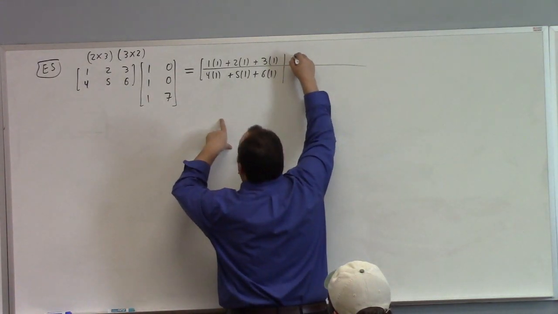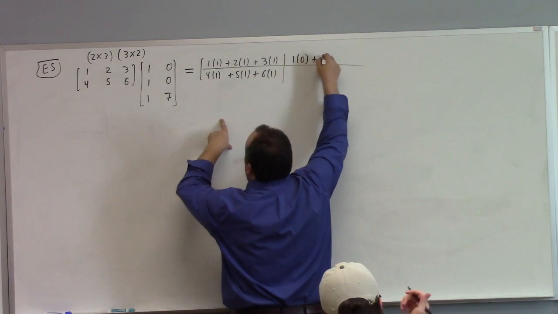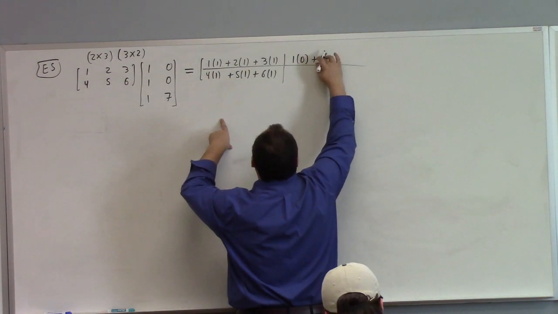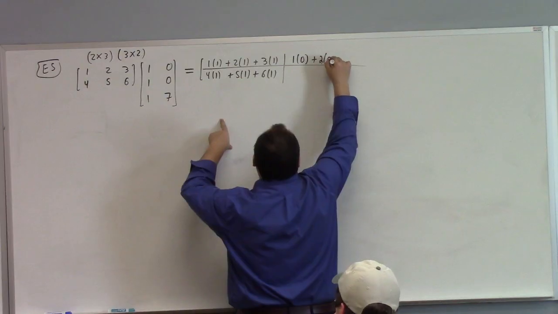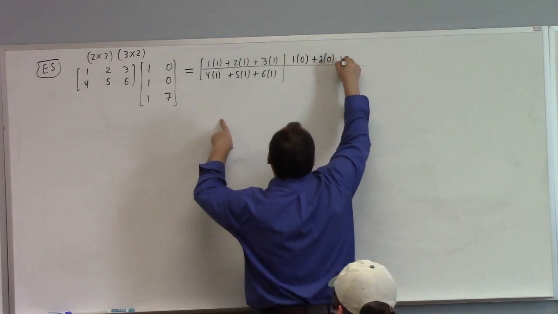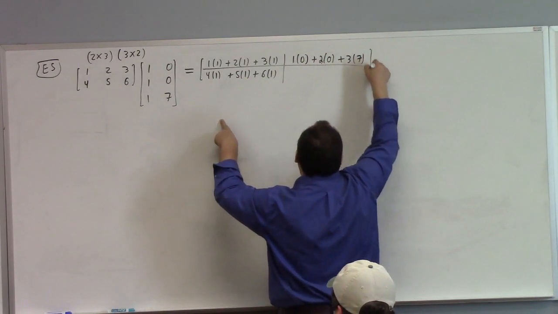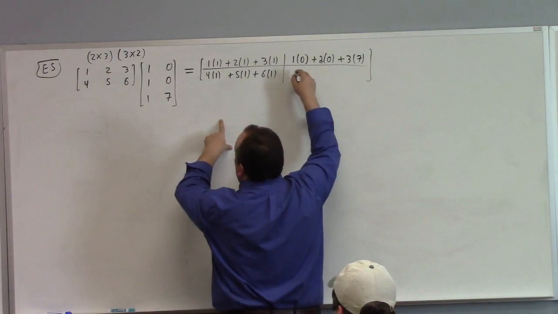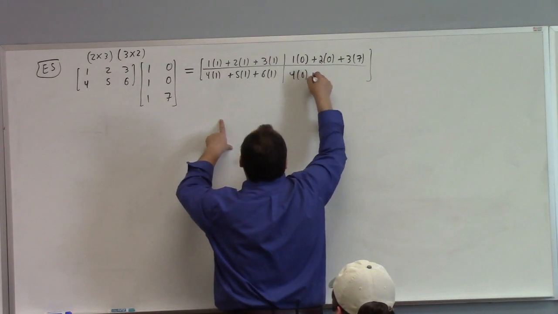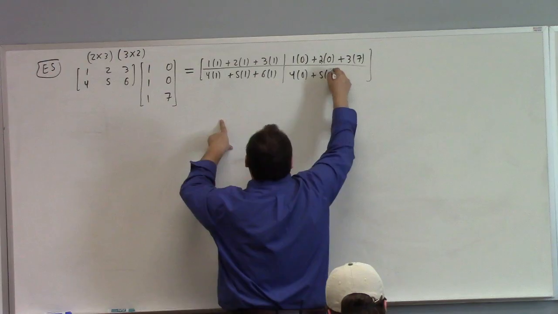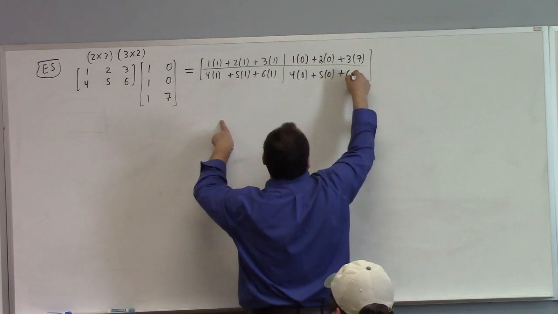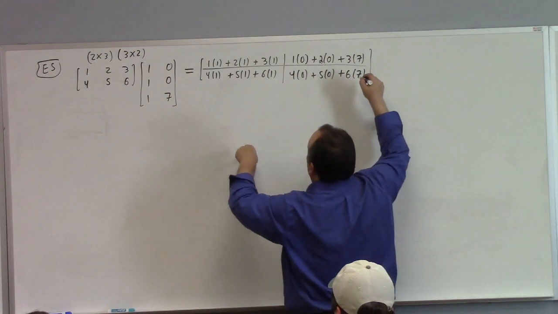And then we've got 1 times 0 plus, my bad, 2 times 0. It wouldn't have been wrong. Plus 3 times 7. And 4 times 0, 5 times 0, 6 times 7.